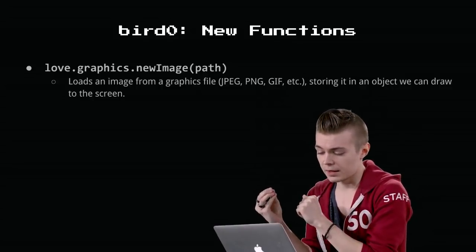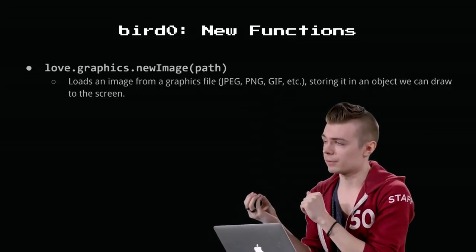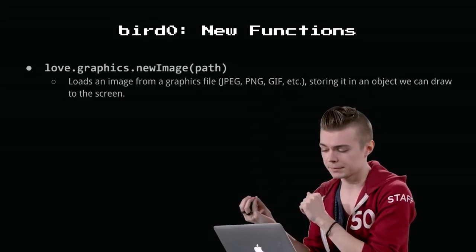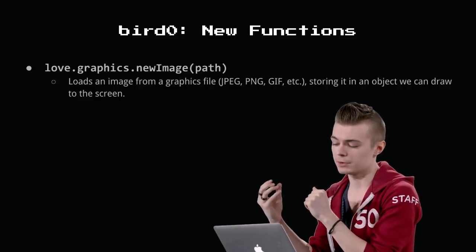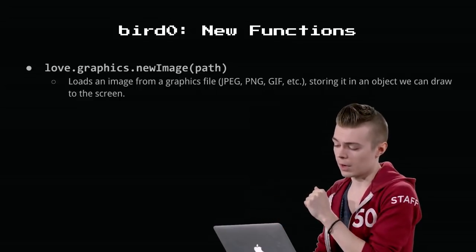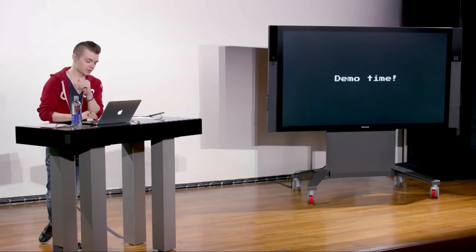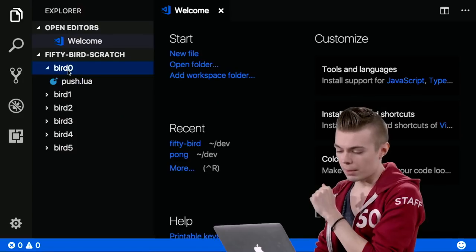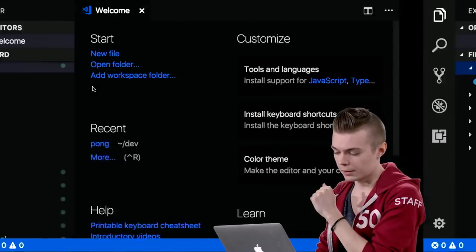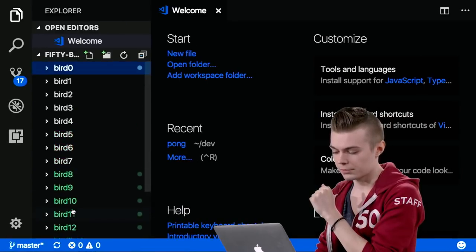This function, all it does is load an image file from your disk. You specify it as a string, and you can then use it as an object and draw it anywhere you want at an XY coordinate. And we'll see this in practice here. If you're looking in the repo, all of these examples are covered, 0 through 12.